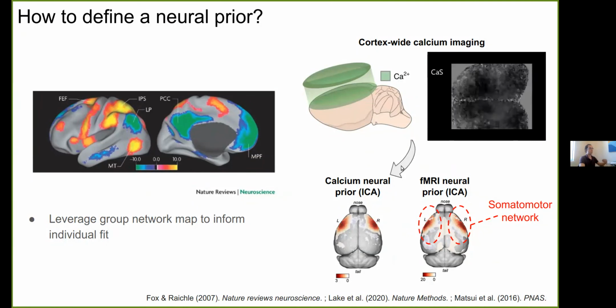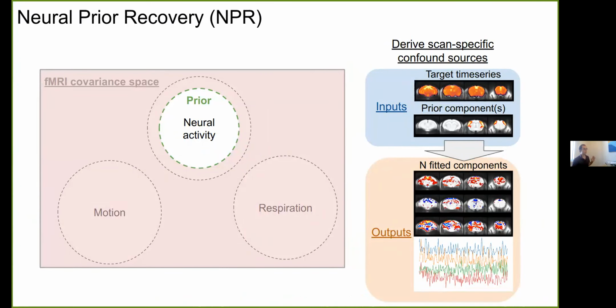In this case, I'm using group ICA decomposition to identify brain networks, and more specifically I'm showing the somatomotor mouse network found in both modalities, and that's what I'm going to refer to as a neural prior in this presentation. Now, after having defined what is the particular prior of interest that we want to look at, the challenge is to isolate this particular source of signal from the set of potential confounds.